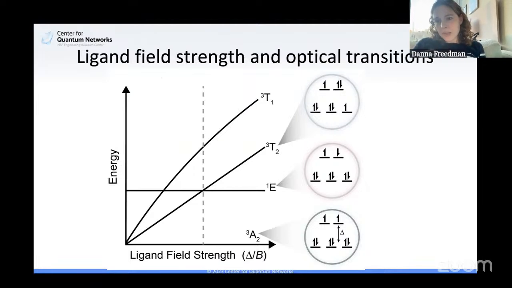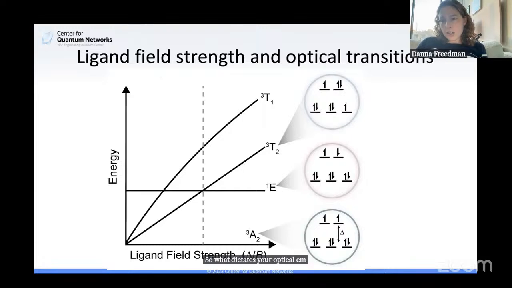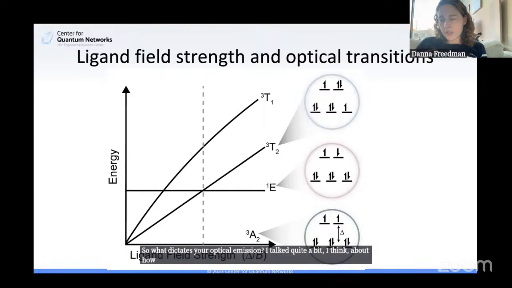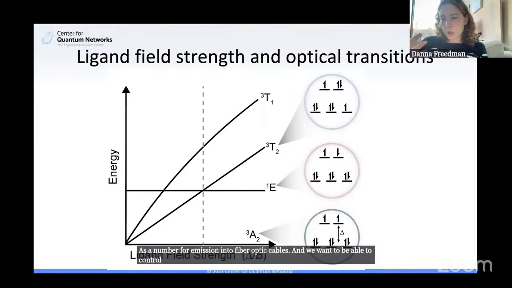That gets you both the spin configuration, but you might also think that that's starting to give you the other half of your spin-optical interface, which is your optical component. So what dictates your optical emission? I talked quite a bit, I think, about how we want to hit 1550 as a number for emission into fiber optic cables, and we want to be able to control our emission frequency. If we want to control our emission frequency, we want to be able to think about the character of our starting state and our ending state.